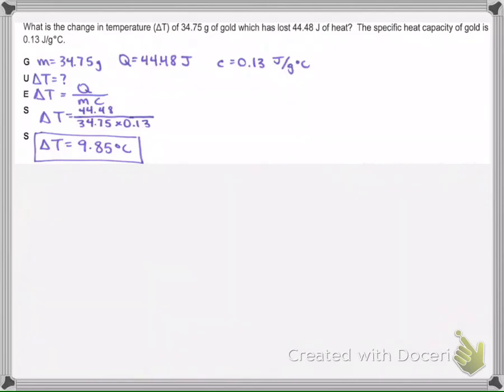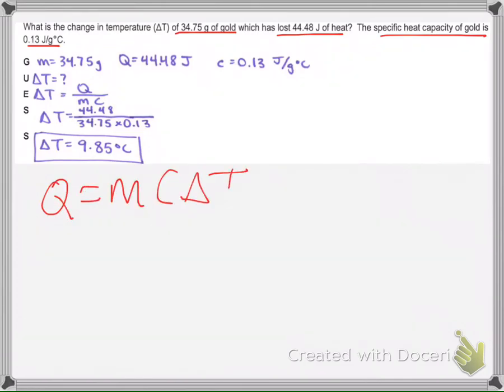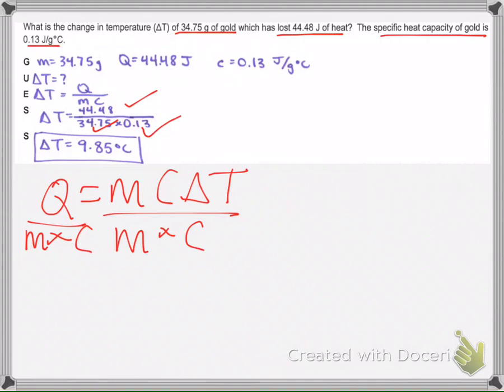The last example is as follows. In this case, we're looking for the change in temperature. They tell us our mass. They tell us how much heat was lost. And they give us the specific heat of gold. So I know my substance and its specific heat. So if I want to find delta T, we're just going to manipulate the Q equals MC delta T formula. We're going to get delta T by itself by dividing by mass and specific heat. And then this is our Q, this is our mass, and this is our specific heat.